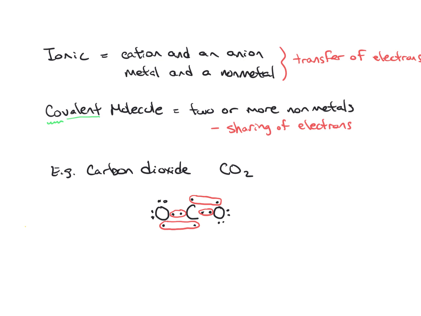So the diagram I drew, I'm going to call it an electron sharing diagram. And that's different than ionic. Ionic is called an electron transfer diagram. For sharing diagrams, there's another way to draw it.